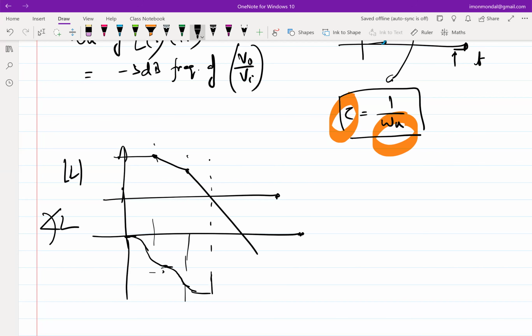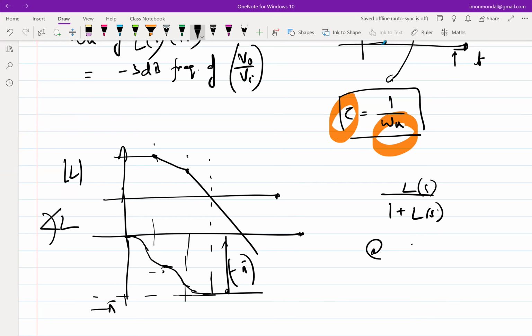And by the time you reach UGB, you approximately hit minus 180, right? So essentially this becomes minus pi. When this becomes minus pi, what you essentially see is L by 1 plus L at S equal to j omega u is equal to infinity. Minus 1. L of S is minus 1, means this becomes infinity.